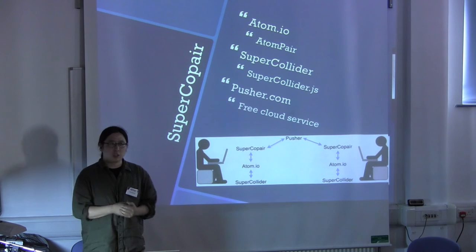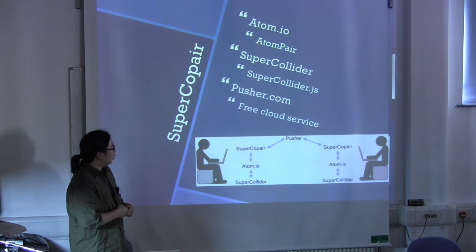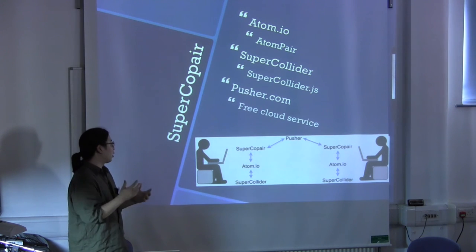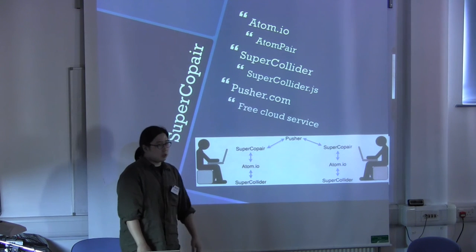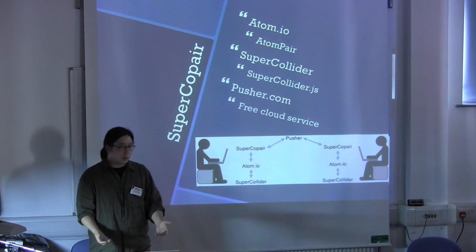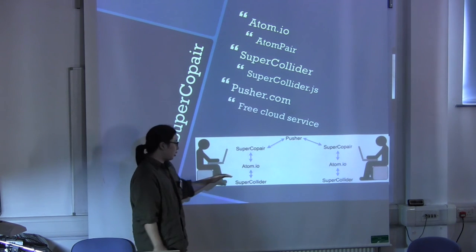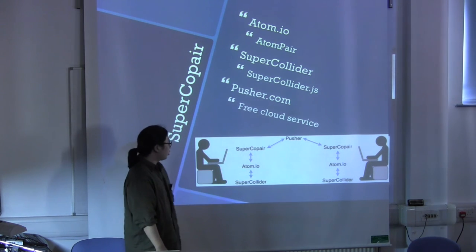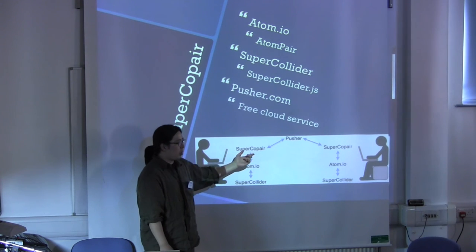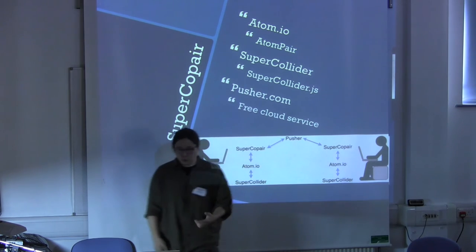And then we just merged the two packages together. Although it's not as easy as merging them together, functionally it's the mix of two packages, and we use the cloud service called pusher.com, which is a free cloud service. At the lower level, on the local machine, you run the SuperCollider engine, and you edit code in the atom.io editor, and it talks to the SuperCoPair package, and the SuperCoPair package talks to the cloud service called Pusher.